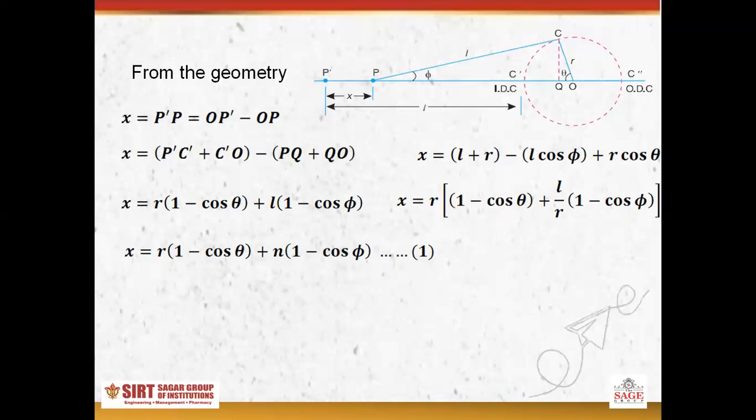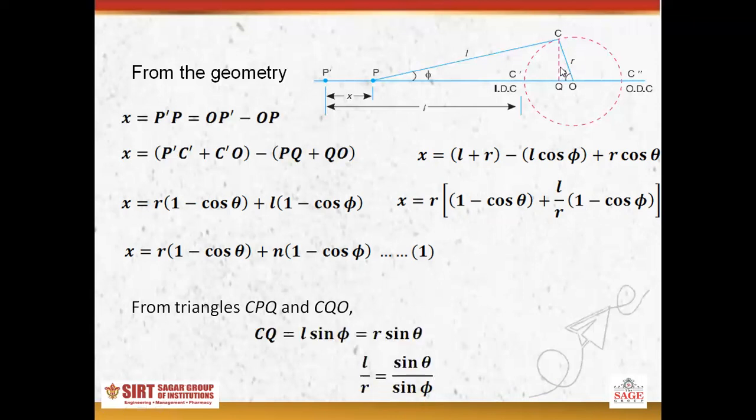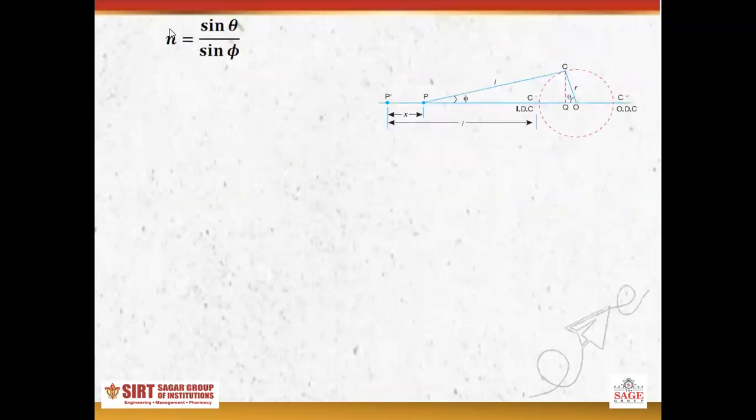So this is equation 1, the displacement of the piston: x upon R is equal to (1 minus cos theta) plus n (1 minus cos phi). From triangles CPQ and CQO, we get L cos phi equal to R sin theta, that is L by R equals sin theta upon sin phi, which is n. n is the ratio of the length of the connecting rod to the crank radius. We can write sin phi equals sin theta upon n.